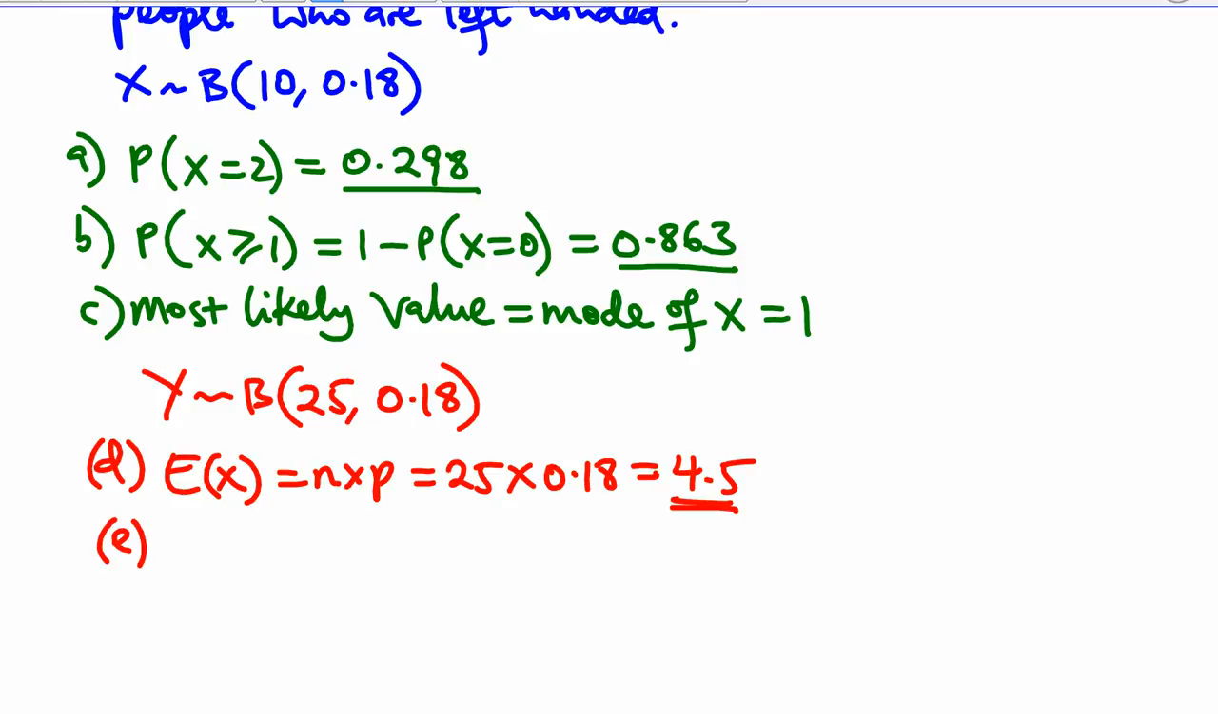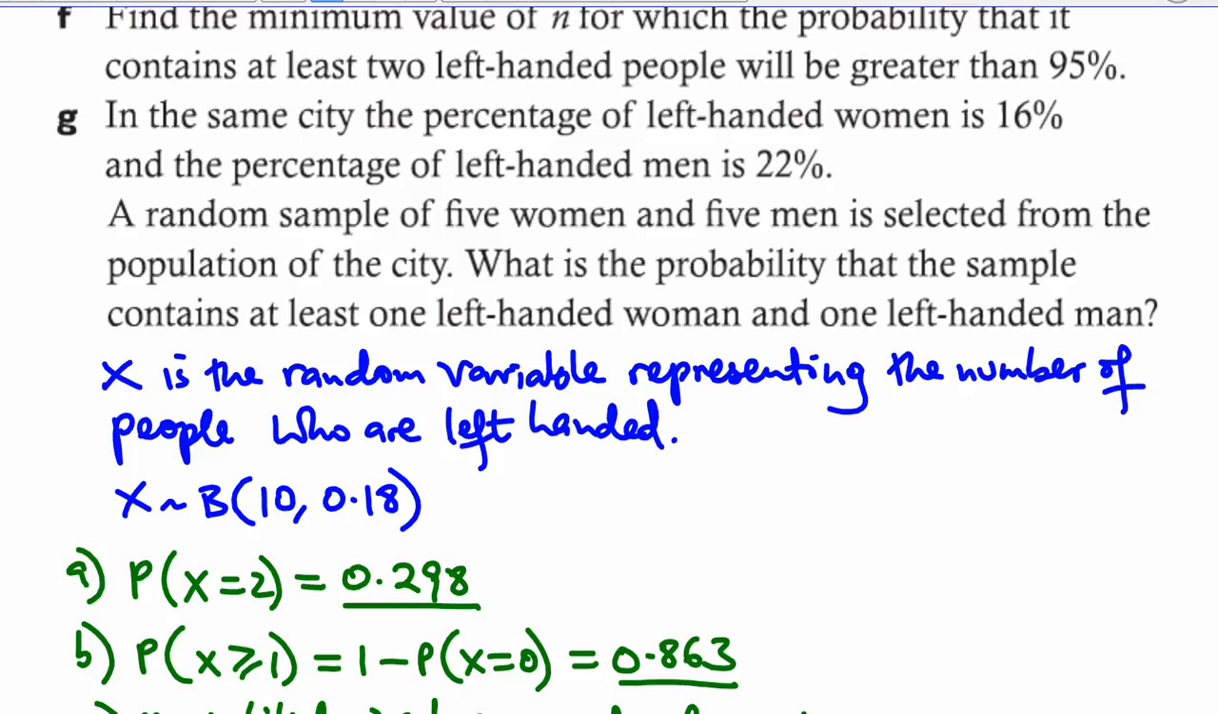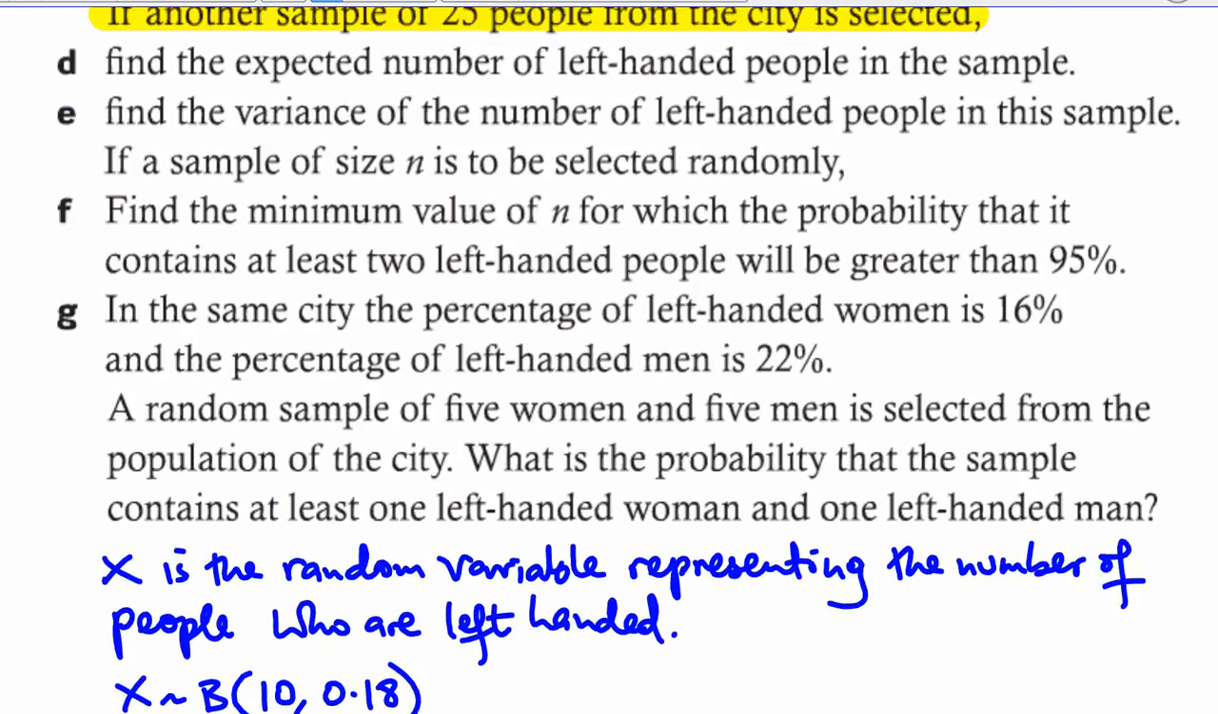They're asking us to find the variance of the number of left-handed people in this sample. So the variance will be n multiplied by p multiplied by 1 minus p. That is 25 multiplied by 0.18 multiplied by 0.82. If you multiply that out, you should get that.